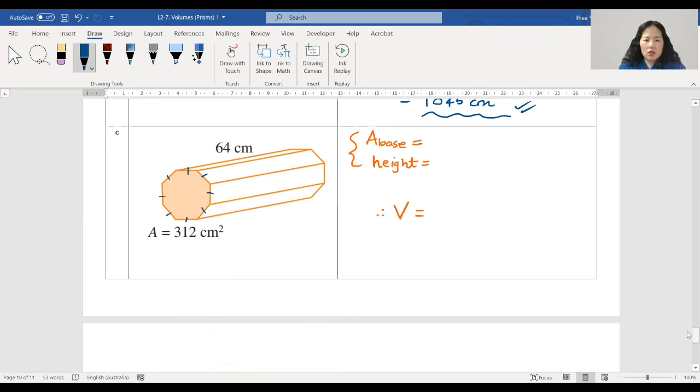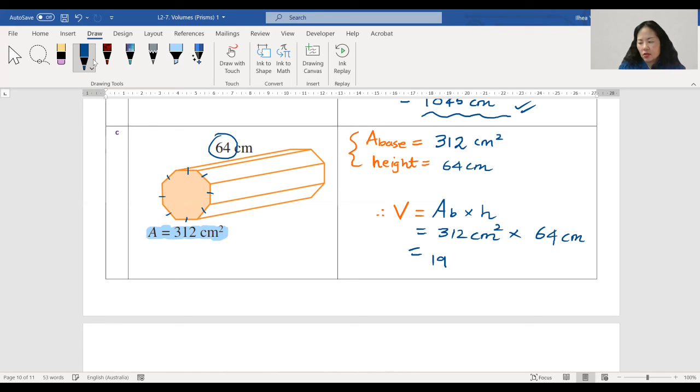Okay, the last one, how many sides does this one have? 8. So octagonal prism. Lucky for us, we don't have to calculate the area. Phew. It'll be 312 square centimeters. The height is 64 centimeters. So the volume of this prism is area of base times height. Area of base is 312 square centimeters times 64 centimeters, 1,968 cubic centimeters.